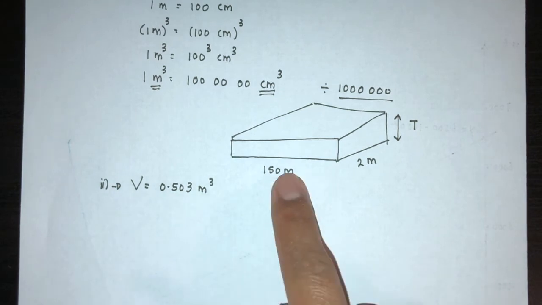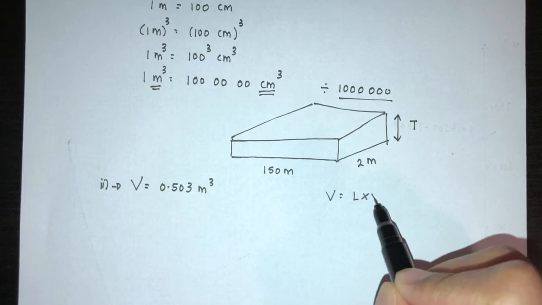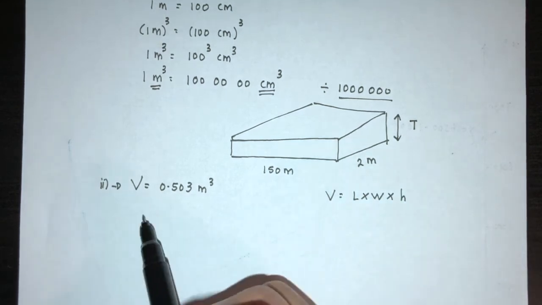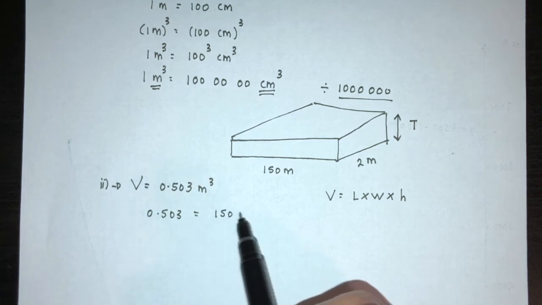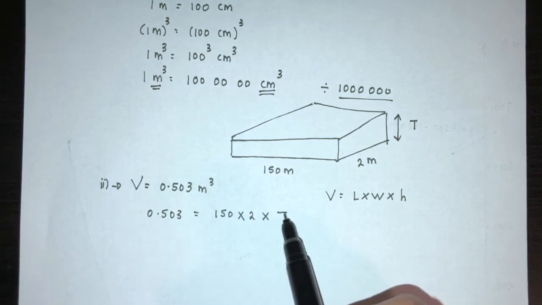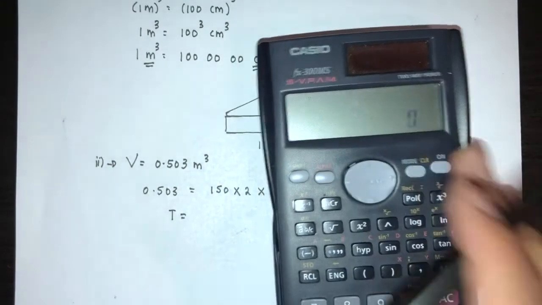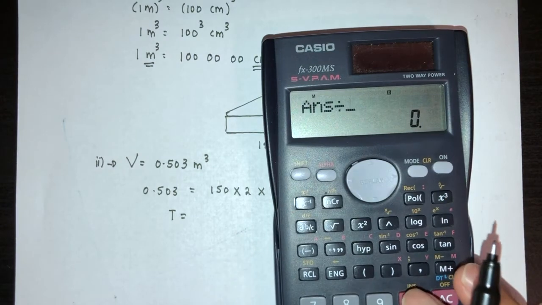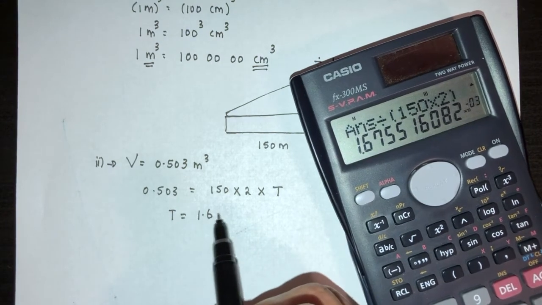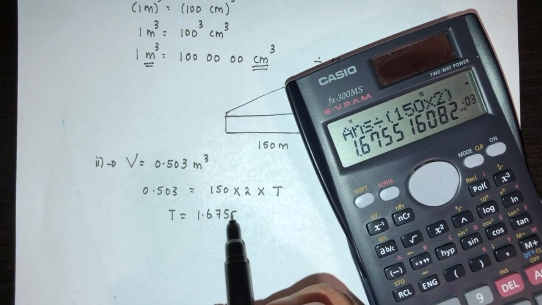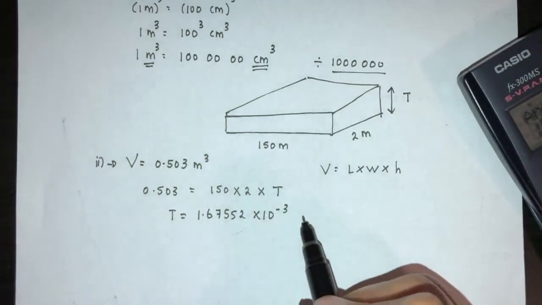It must have the same volume basically. Now, volume, how do you find volume of a cuboid? You know that volume will be length times width times height. So you will have 0.503 is equal to length times width times the thickness. So we have to make T the subject. T will be the answer divided by 150 times 2. That will be 1.67552 times 10 to the power minus 3. That will be in terms of meters.